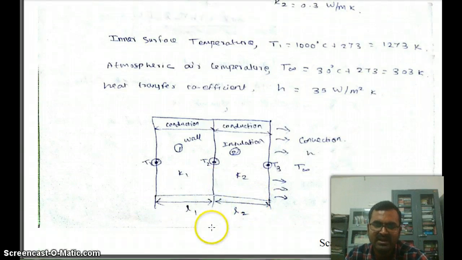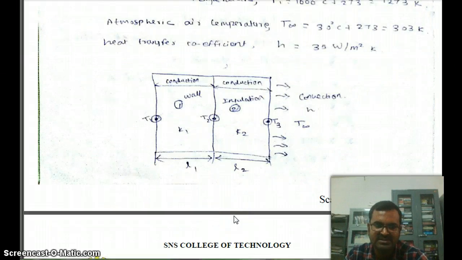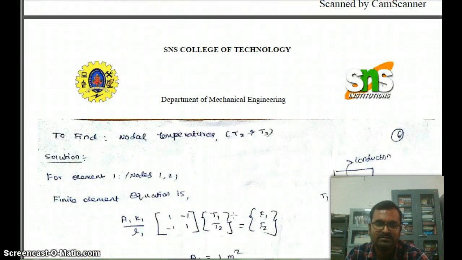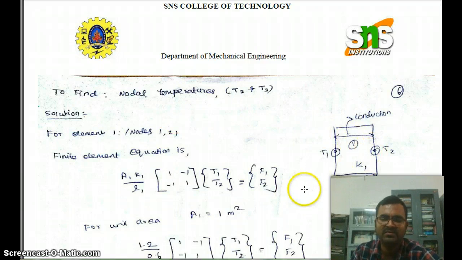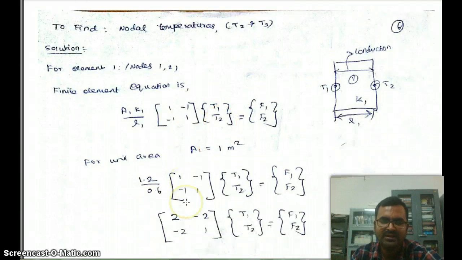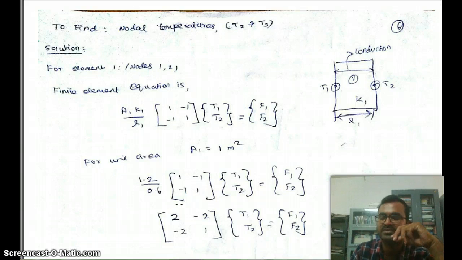So we have conduction with convection. There is no internal heat generation. We have to calculate the nodal temperatures. First we have to calculate the finite element equation for element 1. The normal finite element equation is F = K T. We cannot give the area value, so we can assume that the area is equal to 1 meter squared.